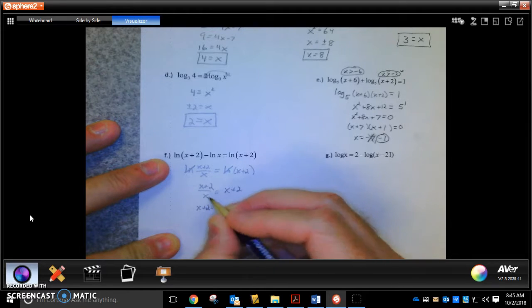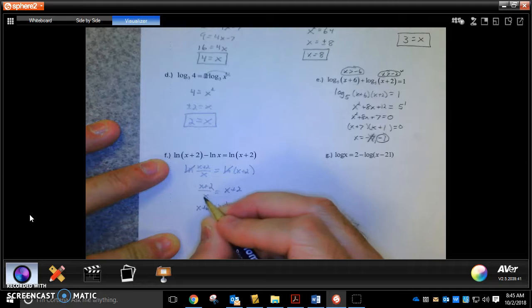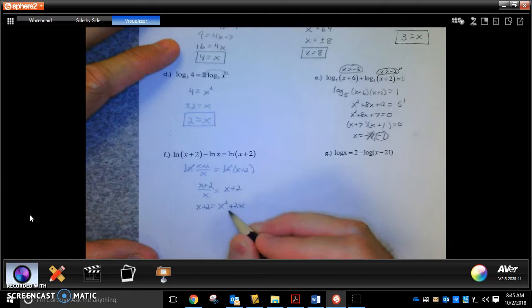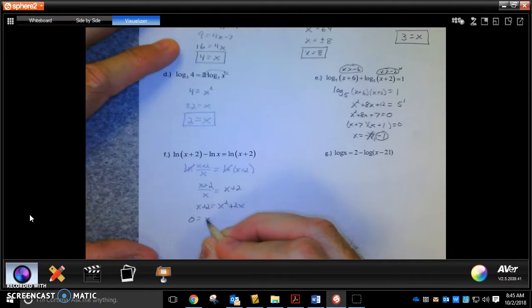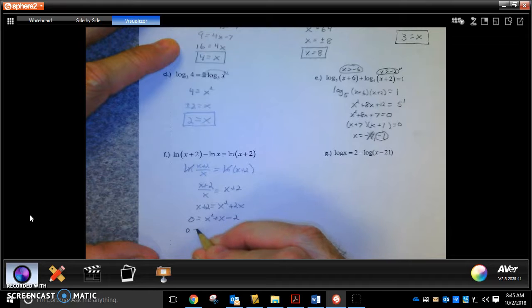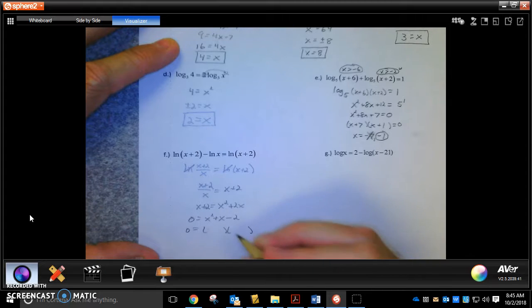X plus 2 equals x times x is x squared. Also x times 2 is 2x. I have a quadratic. I'm going to move everything to one side. So 0 equals x squared. I have a 2x here. I'm going to subtract x. So that's going to be plus just 1x. I'm going to bring the plus 2 to the other side. That's going to be minus 2. So 0 equals my two sets of parentheses. I'm going to have x and x. Factors of -2 that add up to positive 1. That's going to be a plus 2 and a minus 1, which means x equals -2 and positive 1.